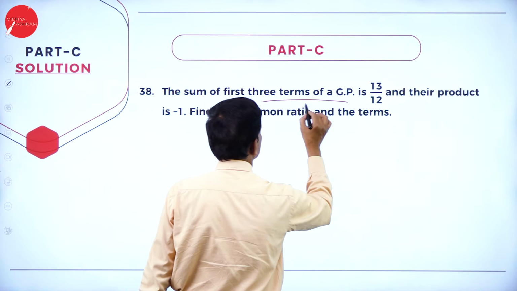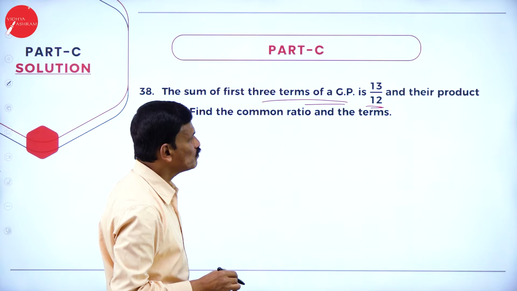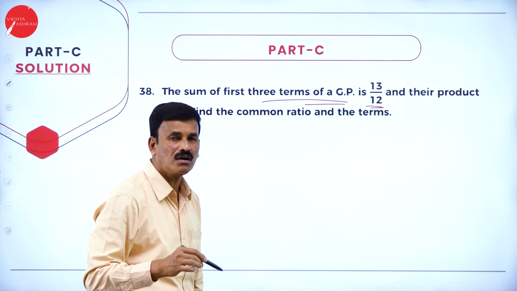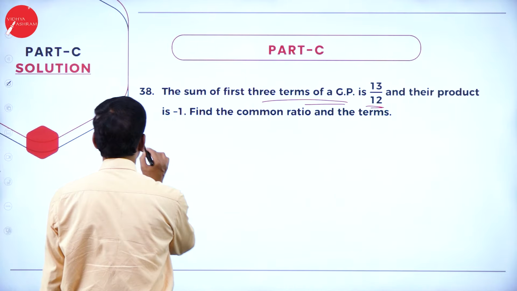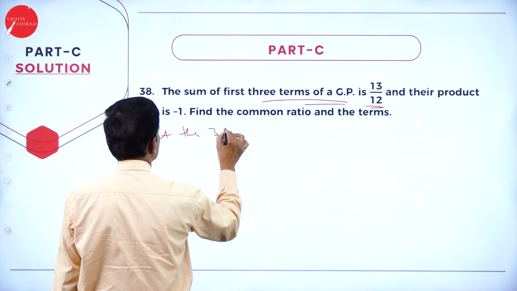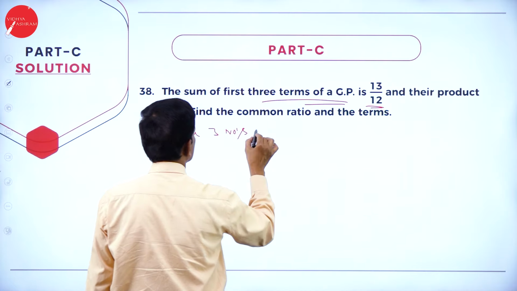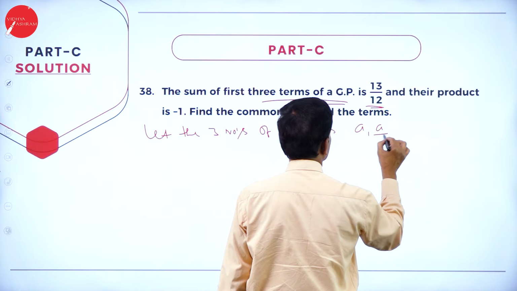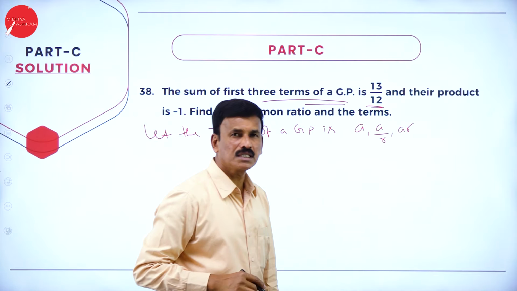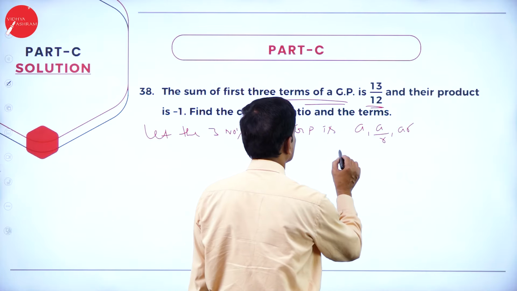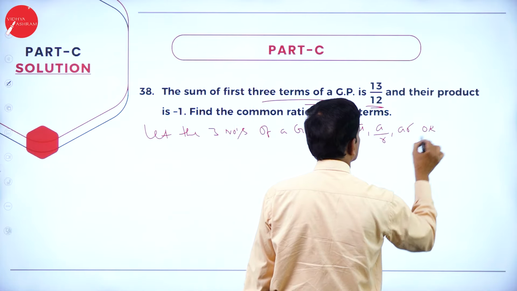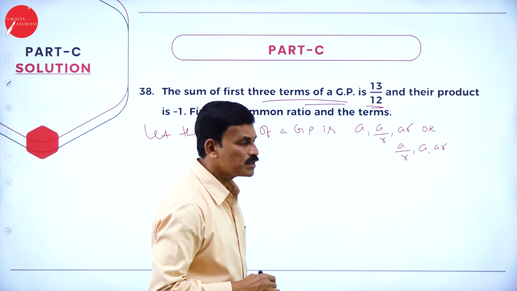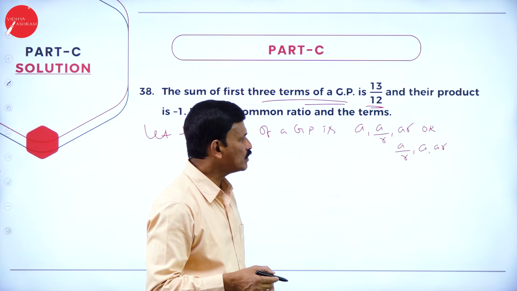The sum of first three terms of a GP is given as 13 by 12 and their product is minus 1. Find the common ratio and the terms. So, we have to find R and the terms, right. Now, let us consider, let the three numbers of a GP be A by R, comma, A, comma, A R. These are the three numbers.